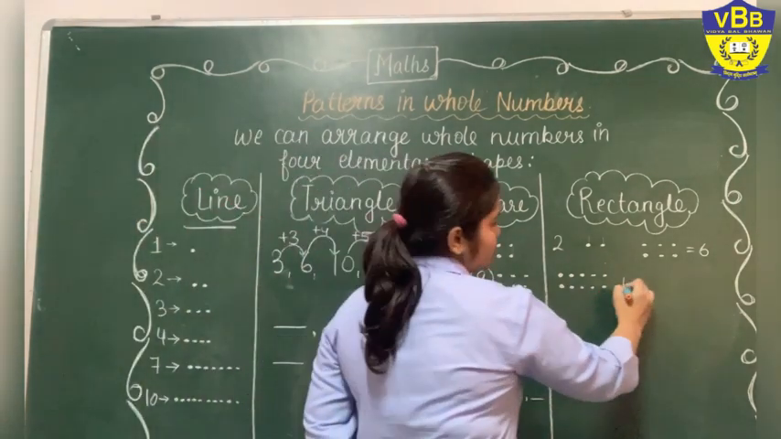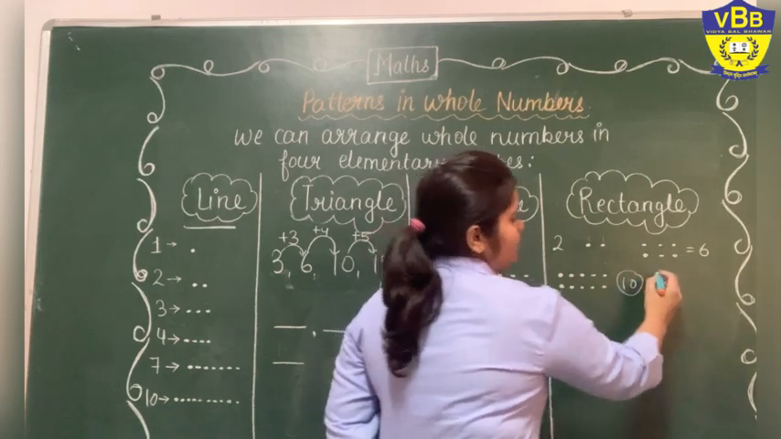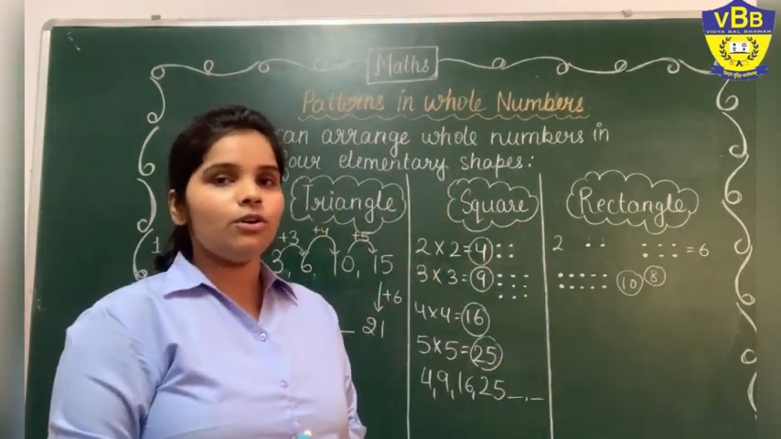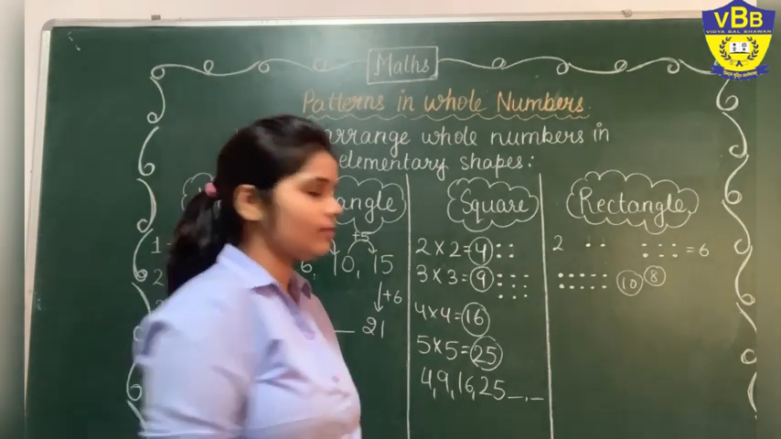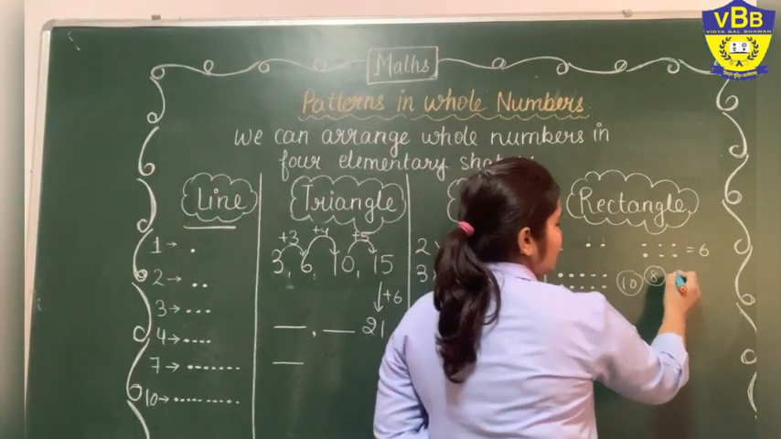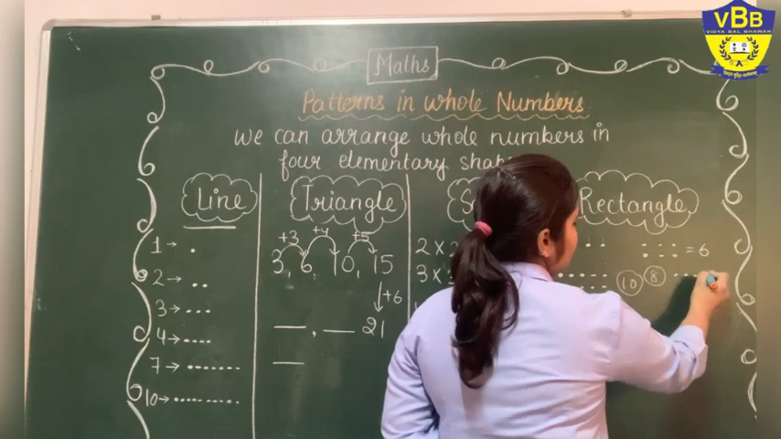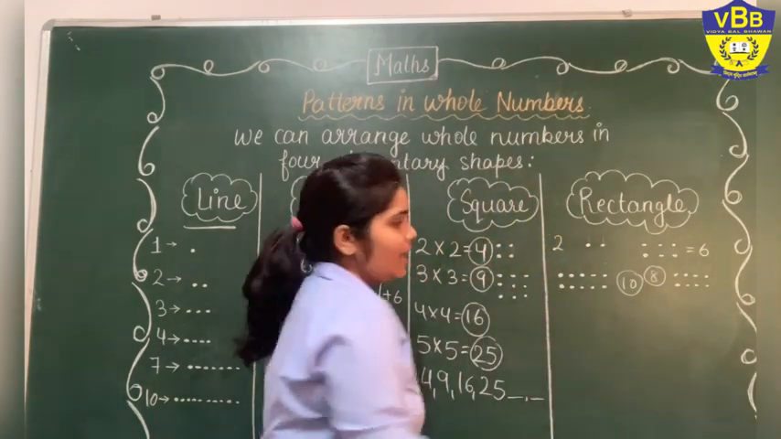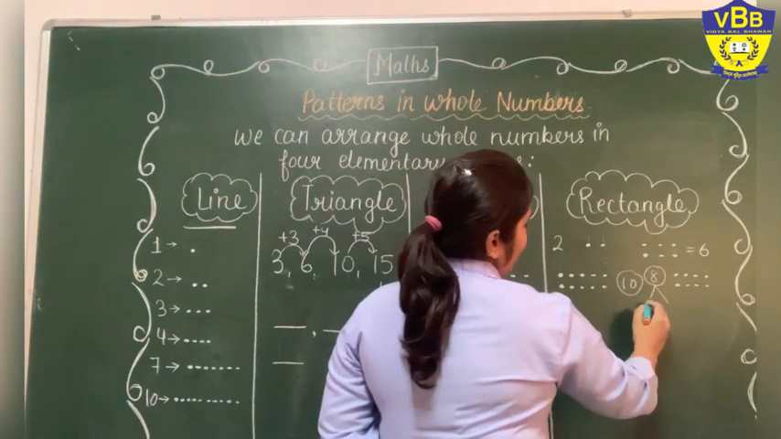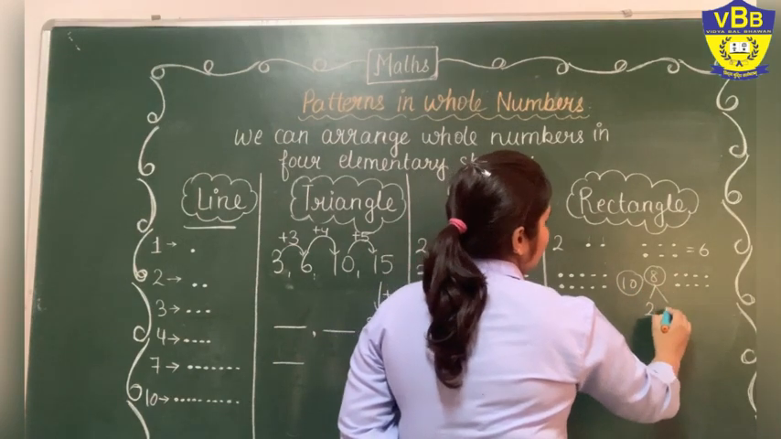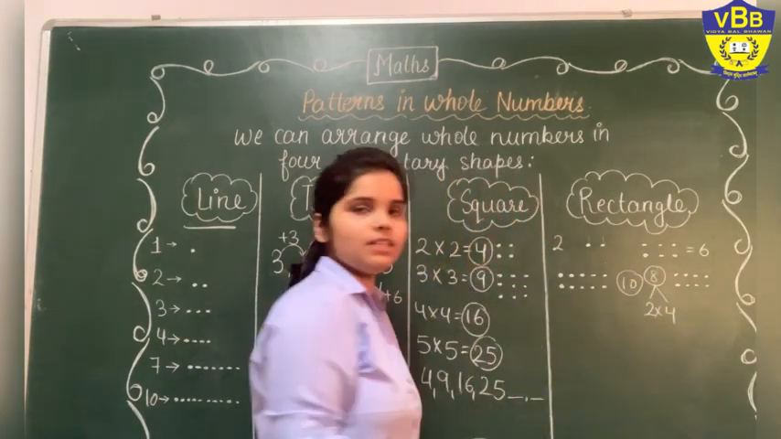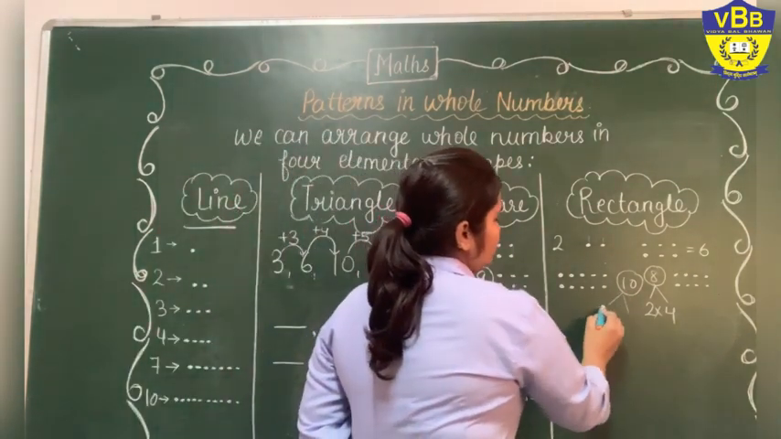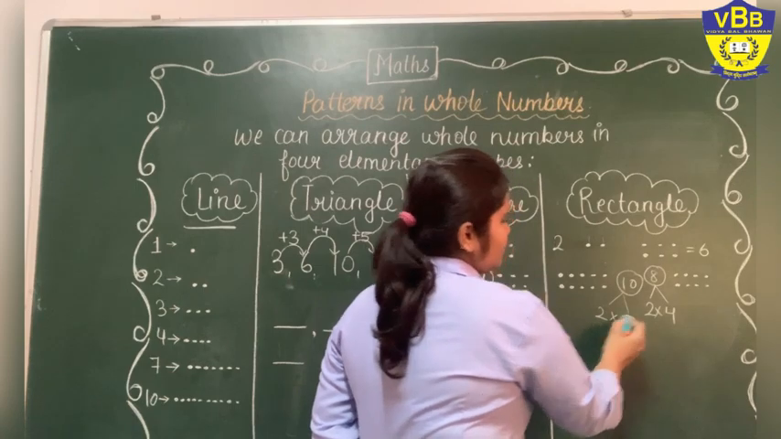10 can be arranged. Can you tell 8? Can 8 be arranged in rectangle form? Yes or no? Yes, we can arrange 8 like 1, 2, 3, 4, 5, 6, 7, 8, as 2 rows, 4 columns. 2 multiply 4 is 8. Here you can see 2 multiply 5 is 10.